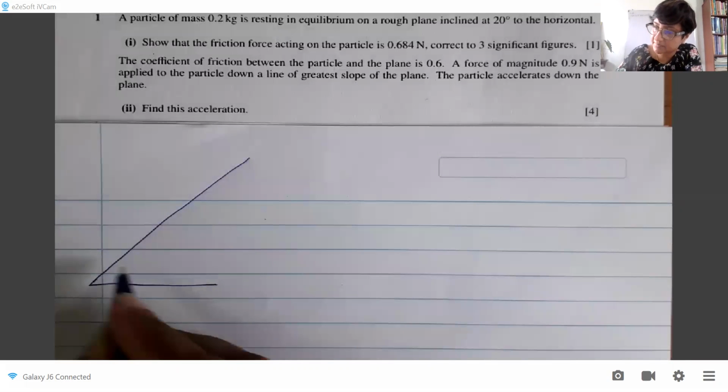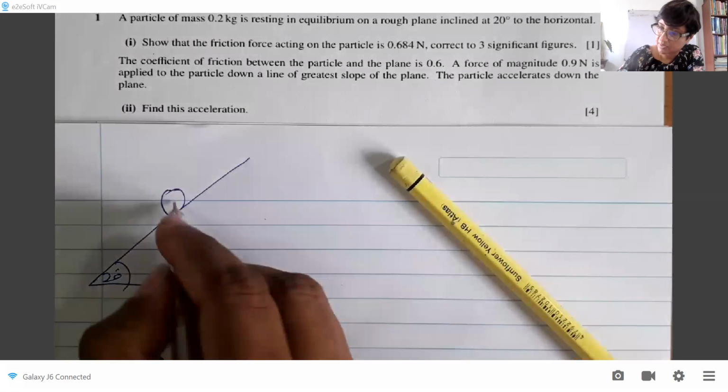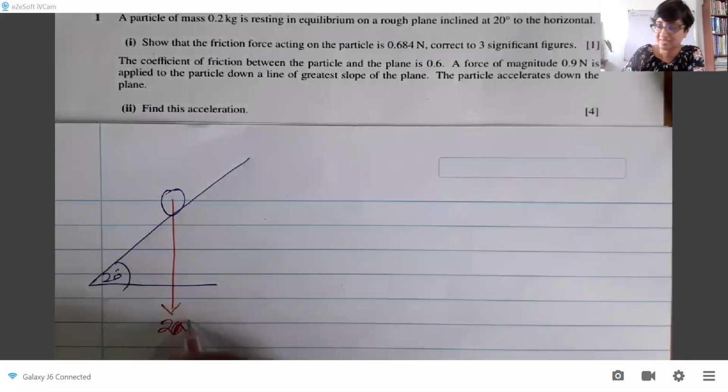You have the same slope. The slope didn't change, so the angle is the same, 20 degrees. The object is the same. Its mass didn't change, so the weight is the same. 2 is still acting downwards. Not 20, just 2. Sorry. Just 2.